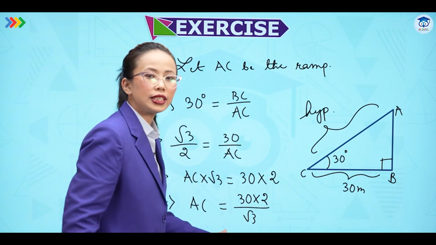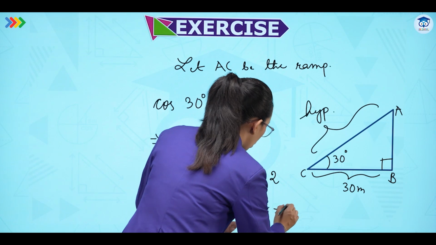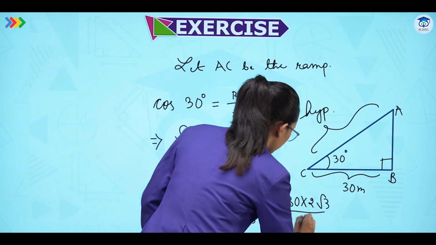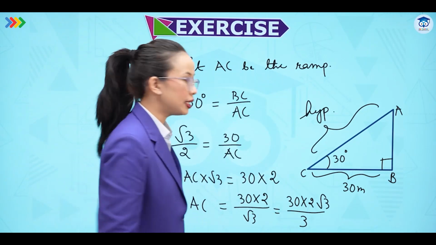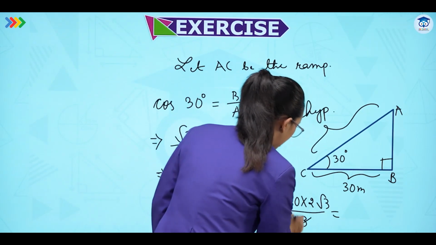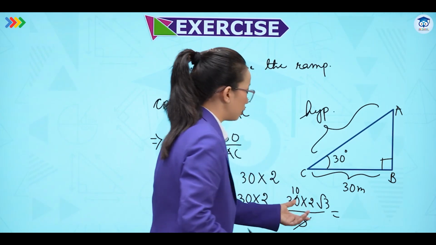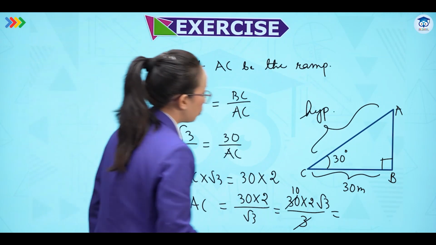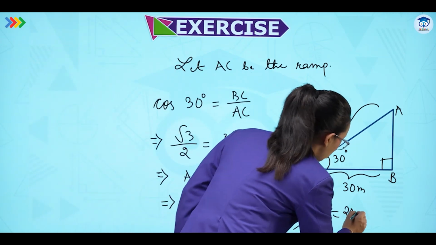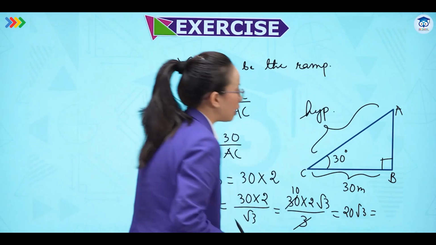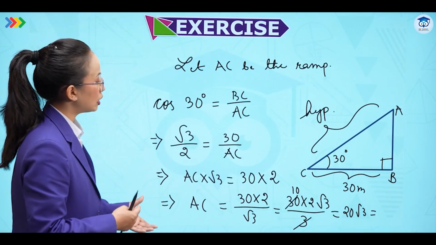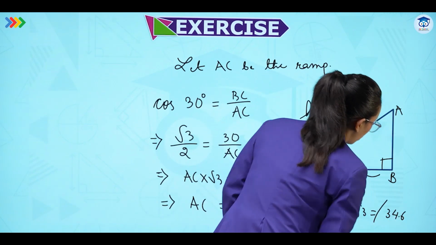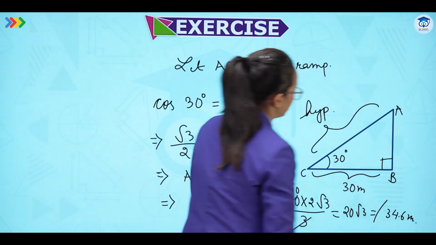So we can rationalize this. If we rationalize it, we will have what? 30 into 2 root 3 upon 3. So after we cancel this, what we will have? We can cancel this and we'll have 10 here. So 10 and 2 we can multiply, right? So we will have 20 root 3. So root 3 value we can put it, or you leave it this way, or you write as what? 34.6 approximate. Again this is in meter, like that.